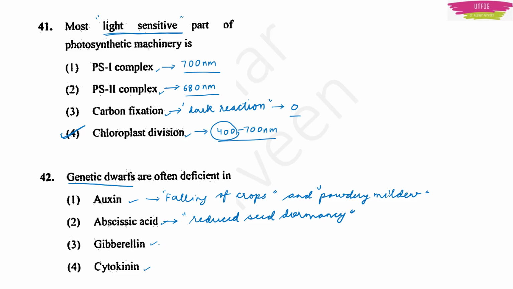Now, deficiency of the gibberellins plant hormone results in severe dwarfism, and the deficiency of the plant hormone cytokinin results in slow growth of shoots.